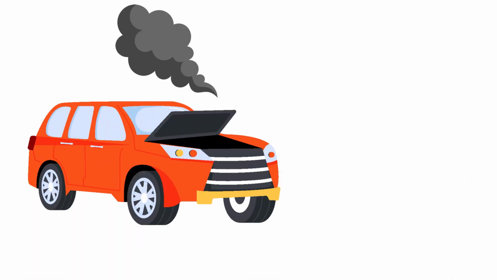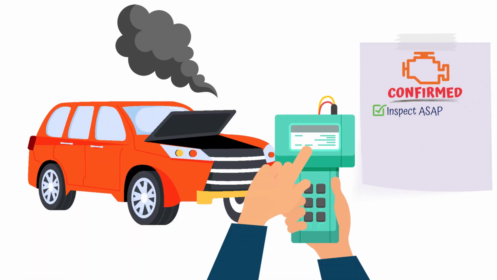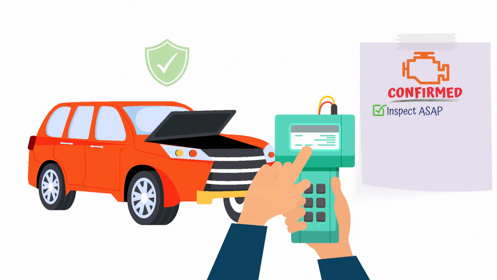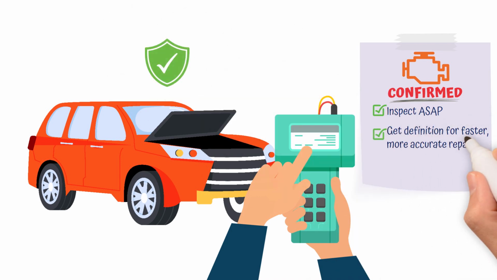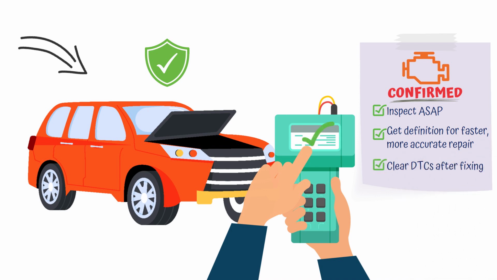Confirmed DTCs indicate faults that need to be inspected as soon as possible. Referring to the DTC definitions helps us better understand and address the specific issue faster and more accurately. After completely fixing the root cause, clear the confirmed DTC using an OBD scanner.